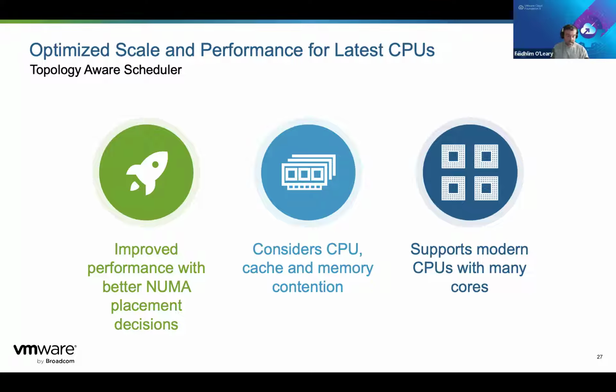So the existing scheduler really only considered CPU contention when making placement decisions. The new topology aware scheduler will take into account CPU, but it will also consider cache and memory bandwidth as well when making placement decisions. And there's improved support for larger high density clusters as well. Like I said, support for modern CPUs with crazy number of cores in the hundreds.